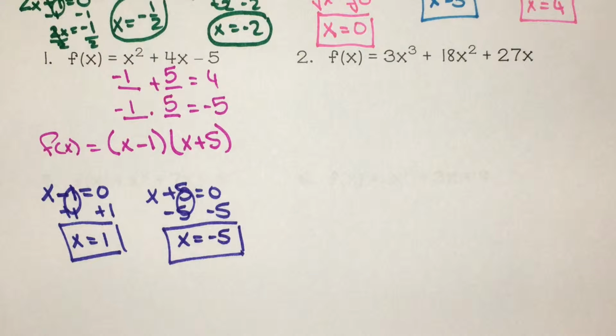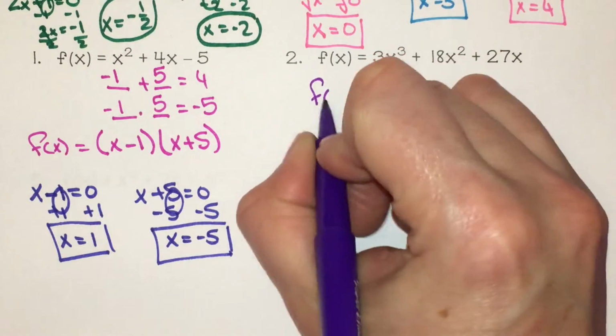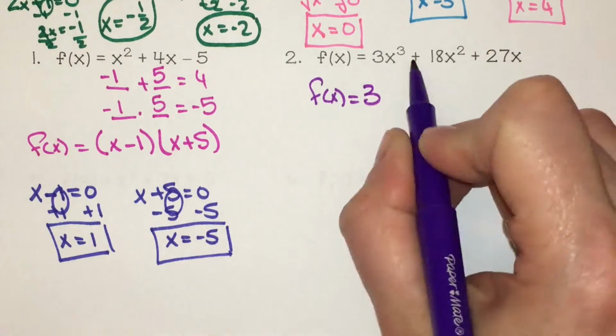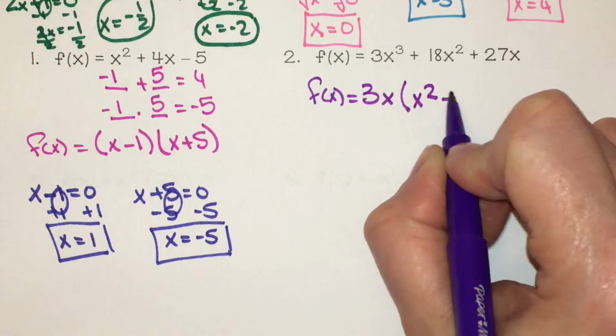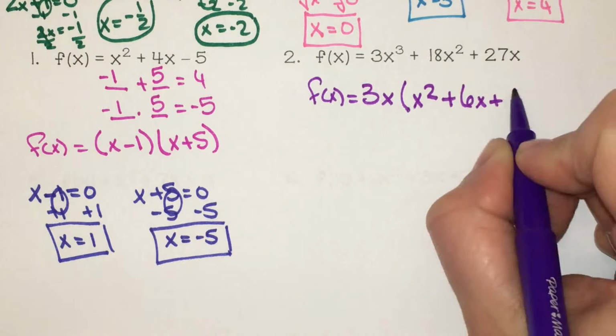Hopefully that one was pretty easy. The next one we have to do some factoring before we start. We have f of x is equal to, we can divide everything by 3 and by x. So we're left with x squared plus 6x plus 9.